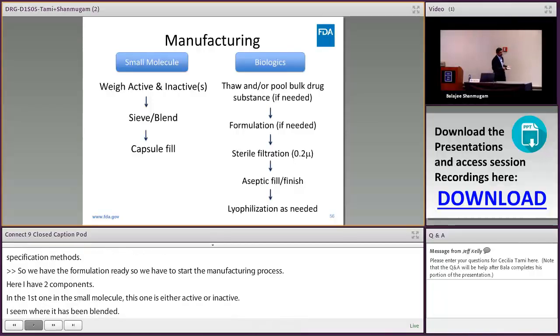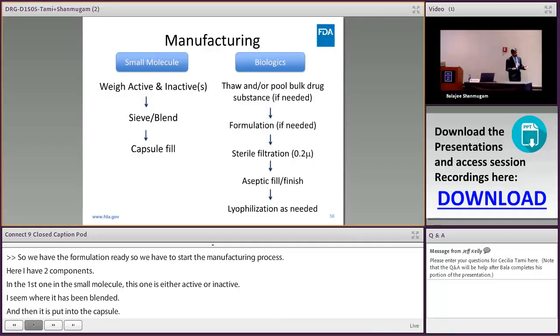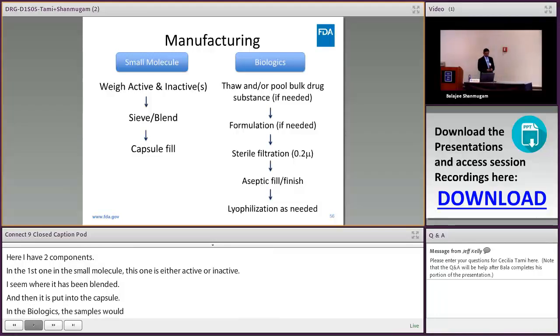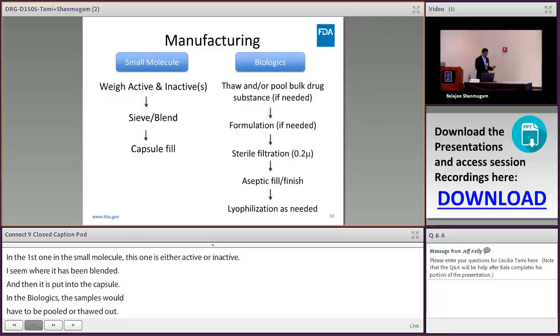And in the biologics, the samples would have to be thawed or maybe pooled, formulated if needed. It goes through sterile filtration and an aseptic fill and lyophilization as required. And then, of course, it has to be reconstituted and diluted as may be the case before further use. So this is the simplest form of the manufacturing. It gets complicated as you have a better understanding of your product.